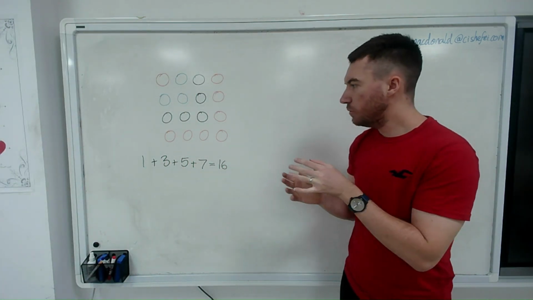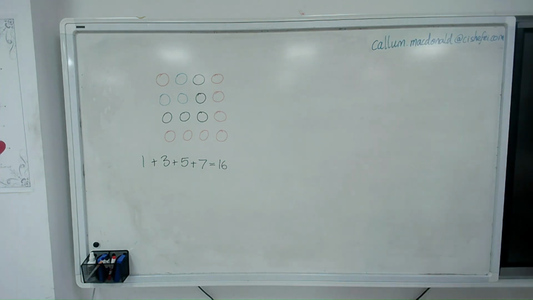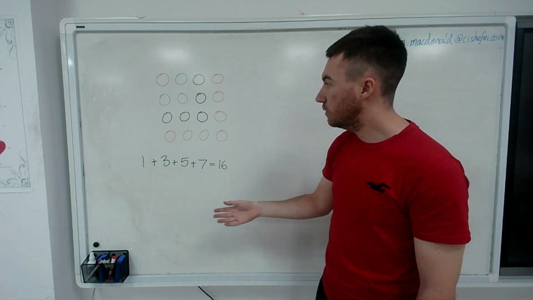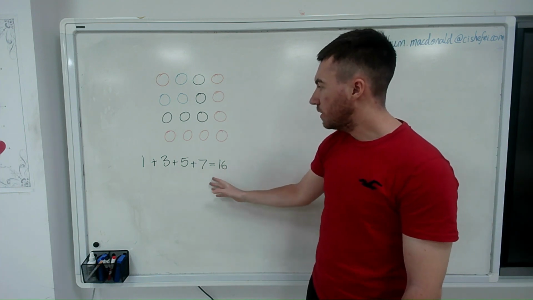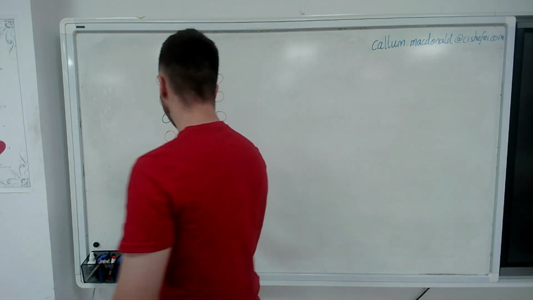Okay, guys, today we're going to look at the picturing squares problem. And on the board here, I've written the question. So 1 plus 3 plus 5 plus 7 is 16, and it's illustrated by this. Let me explain what this is first of all.